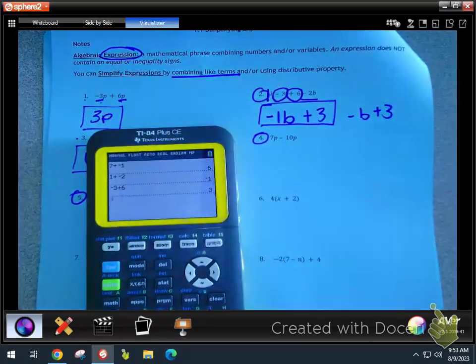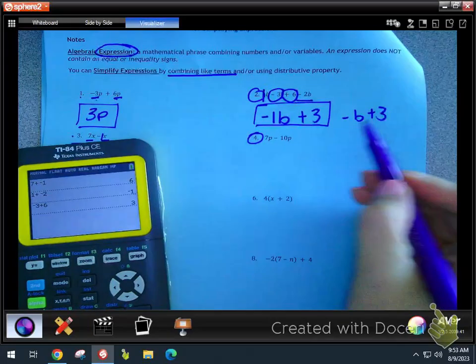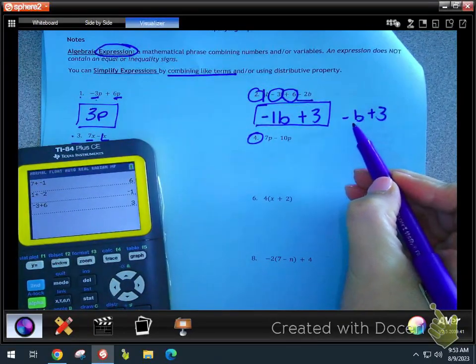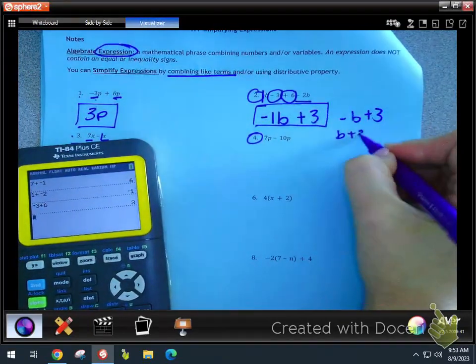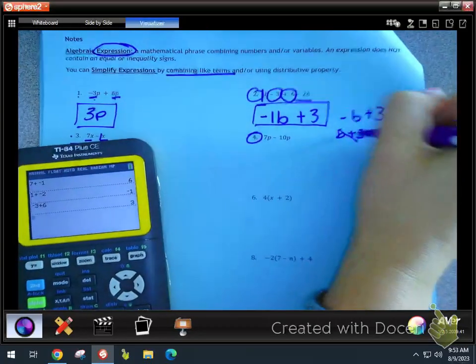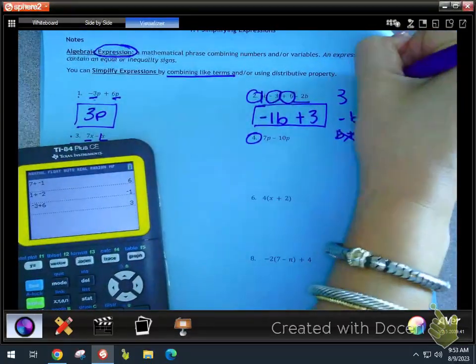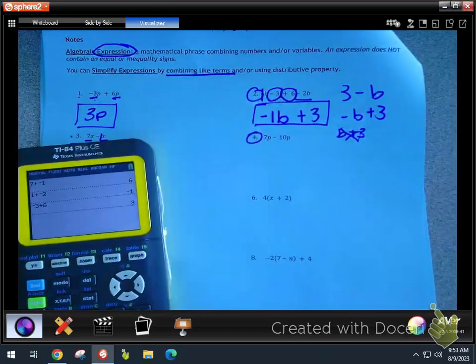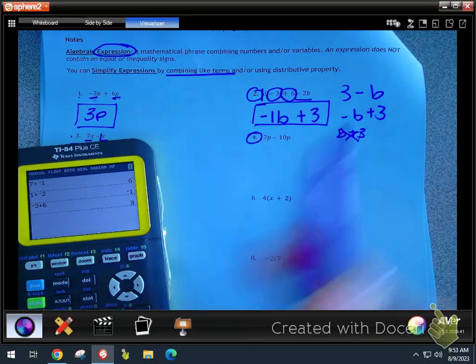Is that a right answer? Yes. What did I do differently? You just did the 1. I didn't write the 1. Is this a right answer? No. Is this a right answer? No. You sure? Actually, yes. Is the 3 positive? Yeah. Is the B negative? Yes.